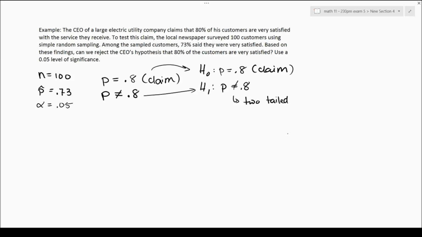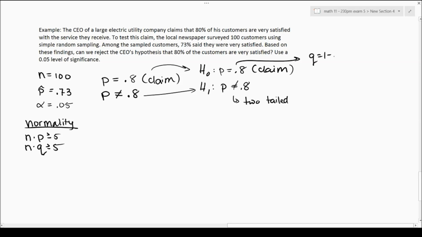The next is to verify the conditions are met. So that's normality. And what we need here is that n times p and n times q are greater than or equal to 5. And we're going to put the actual numbers in here. So if p is 0.8, q is then 1 minus 0.8. So q is 0.2. So n, 100, times p, 0.8, that's 80, which is greater than or equal to 5. N times q is 20, also greater than or equal to 5, so both of these are good. That was step 3, checking for normality.